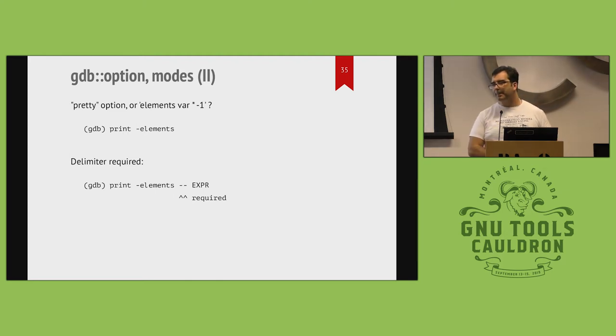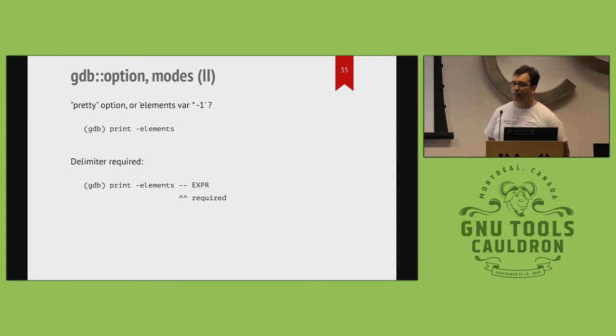Sorry? How to write portable scripts that would work with older GDB versions that don't support double dash, and the newer ones that do support it? You just wouldn't use the options, so you wouldn't type the delimiter. So it would always process as an expression. You would target the old version of GDB. I see, yeah.